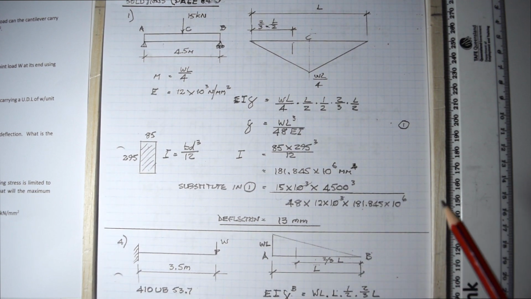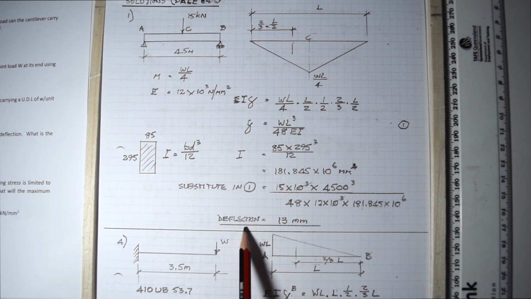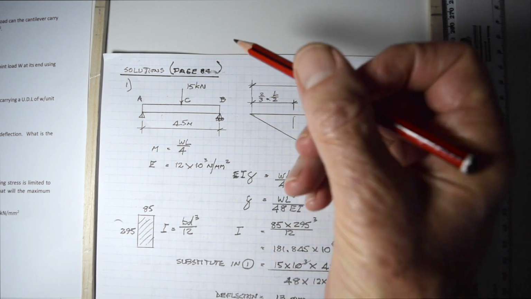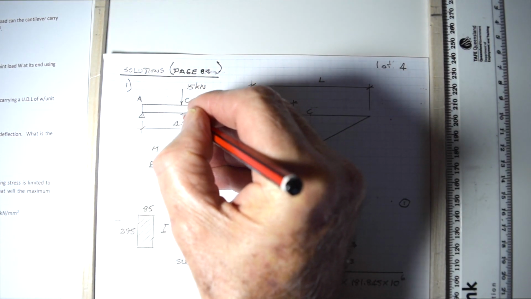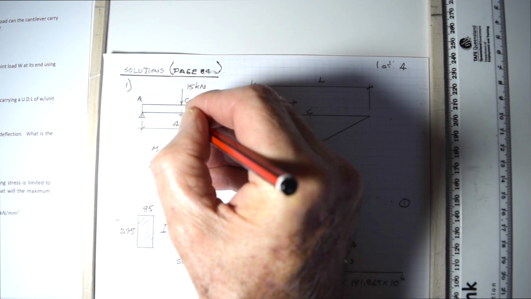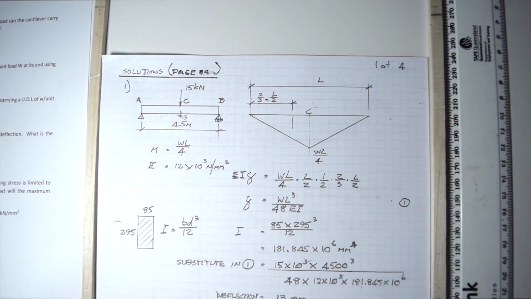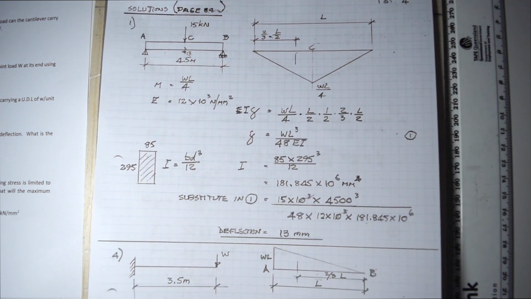And when you do the simple arithmetic on your calculator, you'll find that that timber beam in the center, under that loading, deflects 13 millimeters. In other words, at this point it sags 13 millimeters. So that is pretty straightforward and painless. I'm sure you all agree with me.